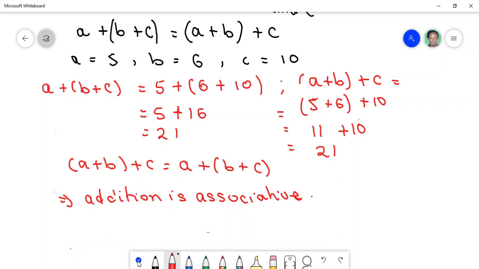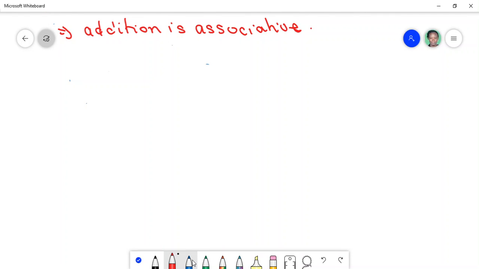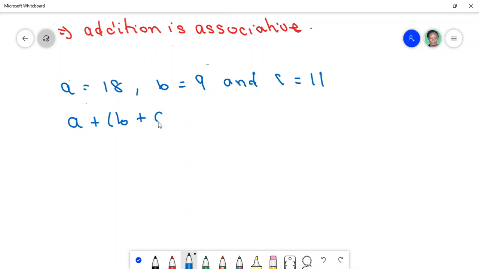Do you want to try another example? So let's take another example. Let's say I have A. So let's say A is 18, B is 9, and C is 11. Okay, so do I have A plus B plus C? Let's check that and see. What is A? A is 18 plus B is 9 plus 11. So 18 plus 9 plus 11, if I add, what do I have here? You realize that I have 38.